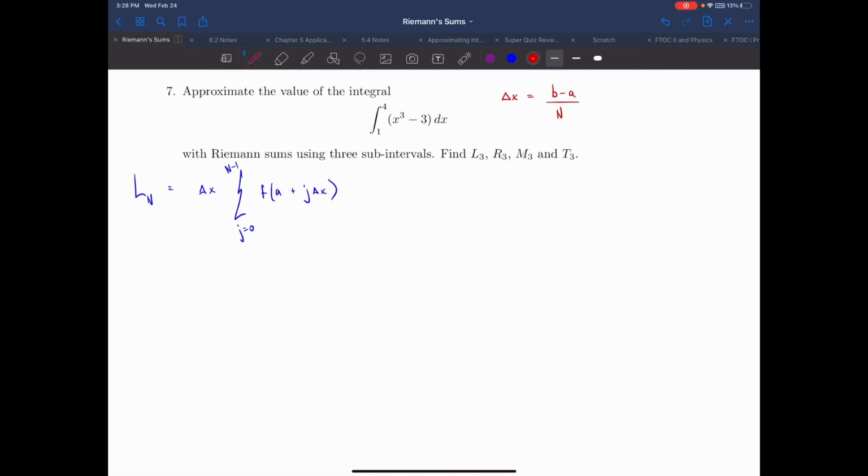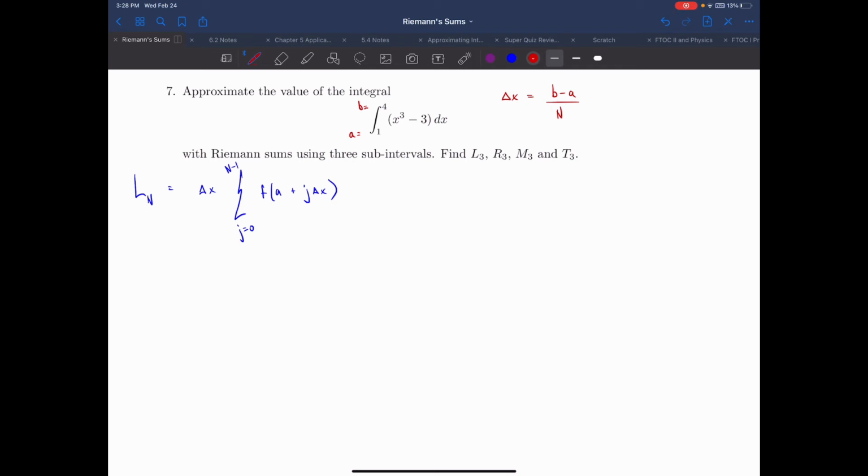Okay, so for this last example, we're going to approximate the value of the integral, which is the integral from 1 to 4 of x cubed minus 3 dx. Now, we haven't talked about this notation yet, but, well, I guess we did because we did the antiderivatives. But definite integrals with boundaries, where the upper boundary is 4 and the lower boundary is 1, this would give the exact value of the area between the axis and the curve. But what we're going to do is estimate this with Riemann sums.